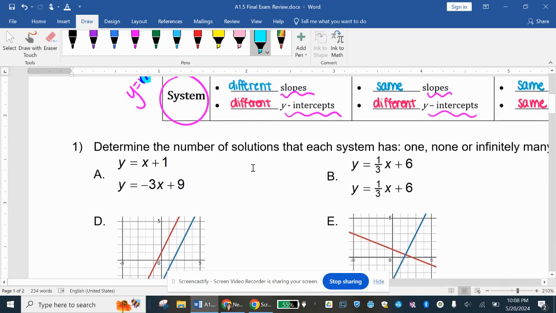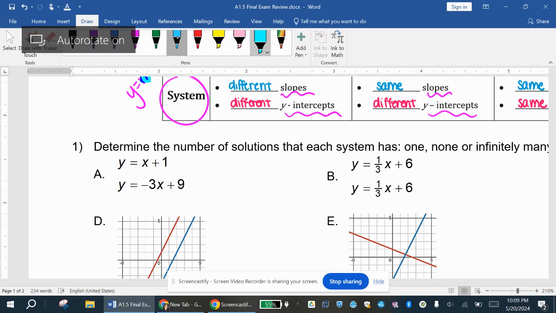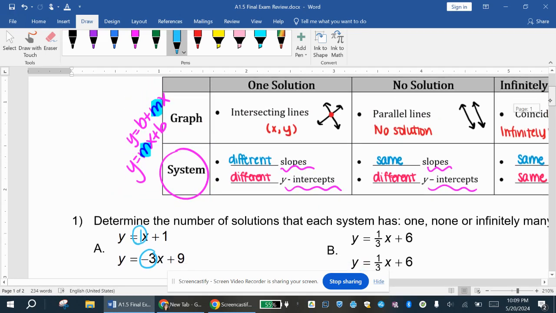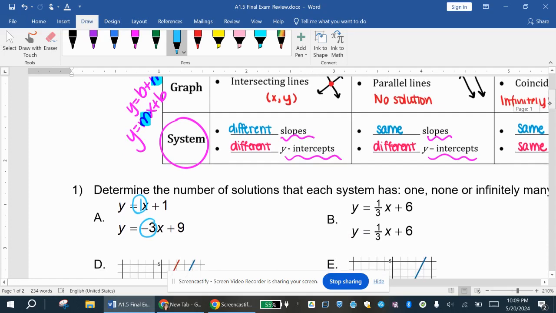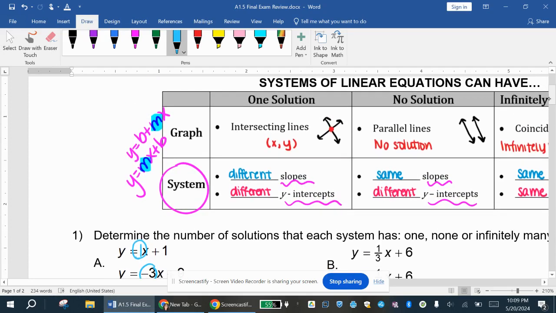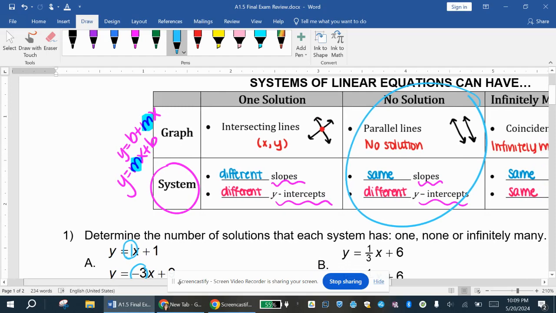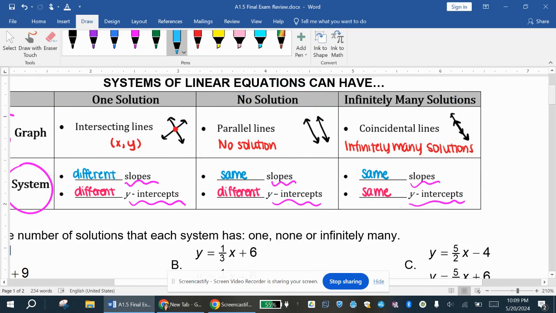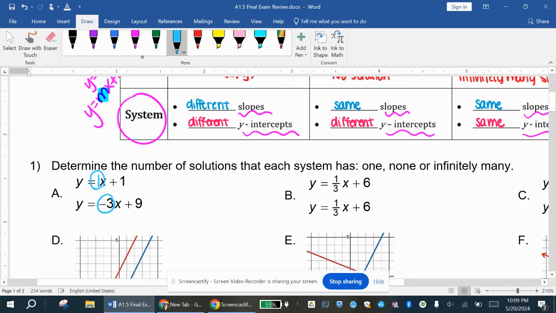Number one, y = 1x + 1 and y = -3x + 9. First things first, I notice that the slopes for these two equations are different. The slope of the first line is 1, the slope of the second is -3. As I'm looking at my chart up here, because they have different slopes, they're going to have one solution. All the other options, no solution and infinitely many solutions, would have to have the same slope. So right away, I can tell that this system is going to have one solution.